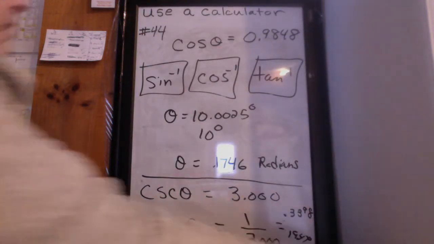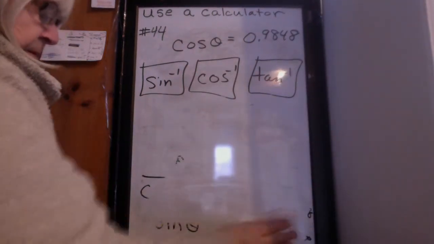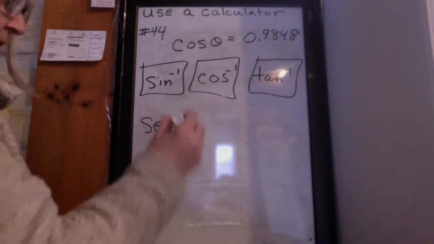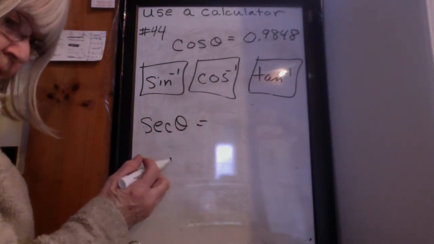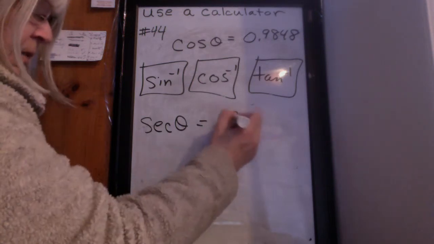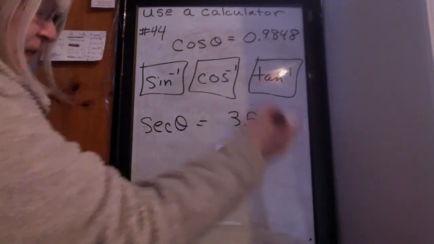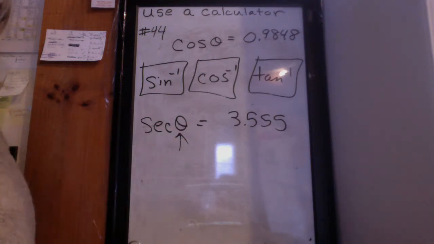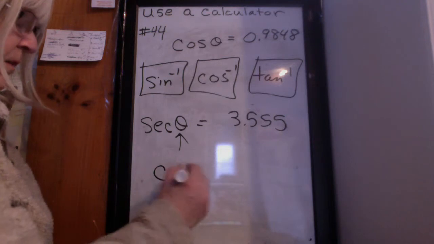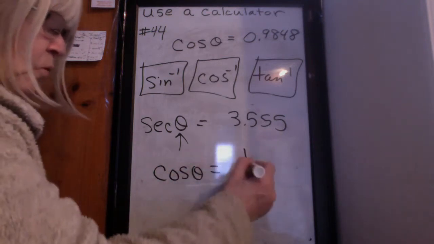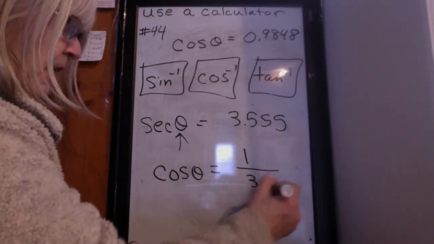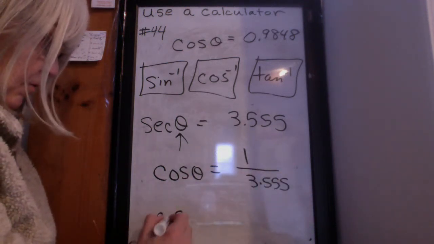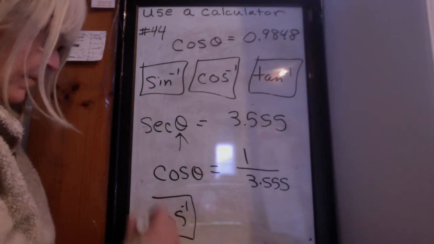So do we want to do one more of these tricky ones? Let's try one more. So suppose I want the secant of theta equals 3.555, and I want to know what the theta is. Well, what's the partner function for secant? Cosine. So cosine of theta would equal 1 over 3.555. And then now use the cosine inverse key, right?